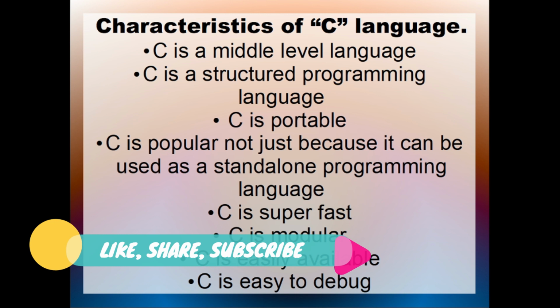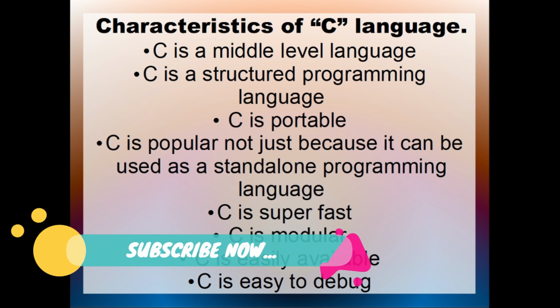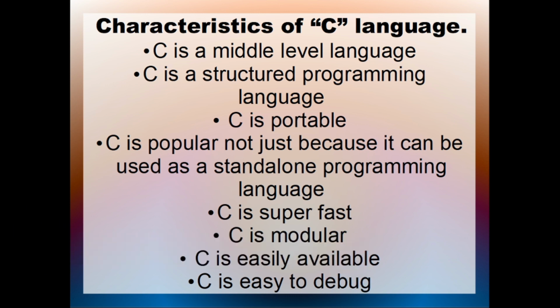C is popular not just because it can be used as a stand-alone programming language, but also it can be used as an interface to other more visual languages. C is super fast. The compilation and execution of programs is much faster in C than most other languages.